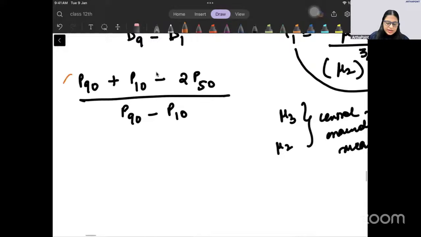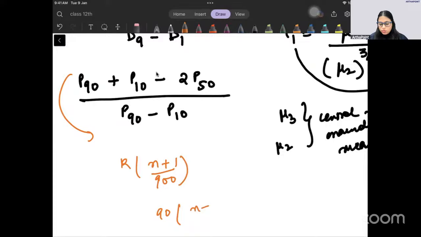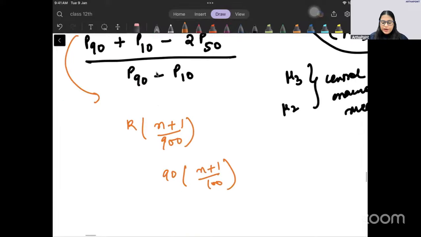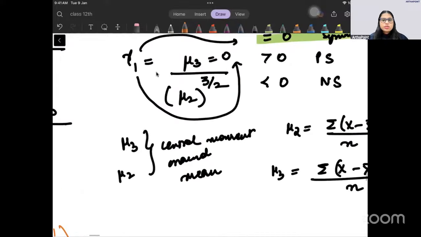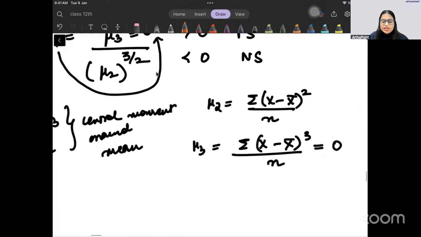Similarly, for percentile, it is k into (n plus 1) by 100. So if I have to find the 90th percentile, 90 into (n plus 1) by 100. If I have to find the 10th percentile, 10 into (n plus 1) by 100, where n is the number of observations. Yes, that's right, 3 by 2 is in power. So if you see, when I put the power as 3 by 2, I am finding the variance and then its power is 3 by 2. Correct.